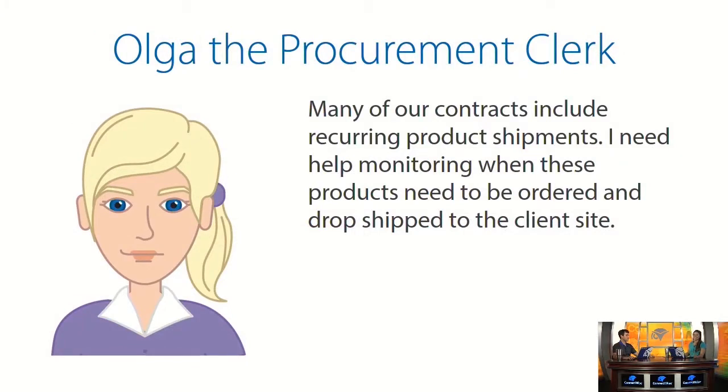She's running into additional issues. That's not good enough. That is not enough to help Olga's process. She's concerned with all of her clients' contracts that include recurring product shipments. This could be like the toner ink, something like that. She needs help monitoring when these products need to be ordered and ensure that they're drop shipped to the client site because they don't need to receive that ink in and send it back out. They just want it to go directly to them on, say, a monthly or a bi-monthly basis.